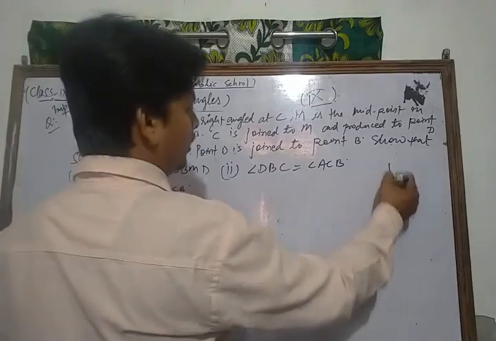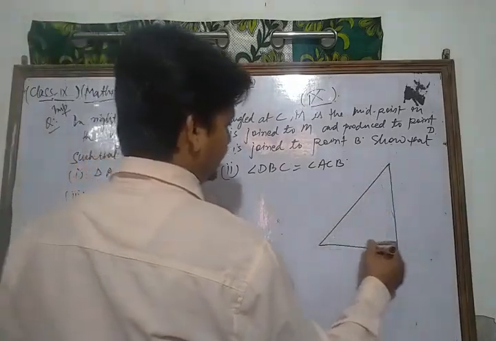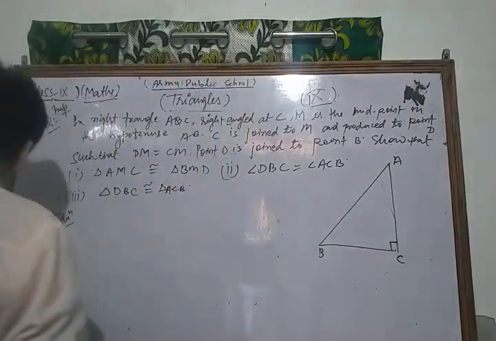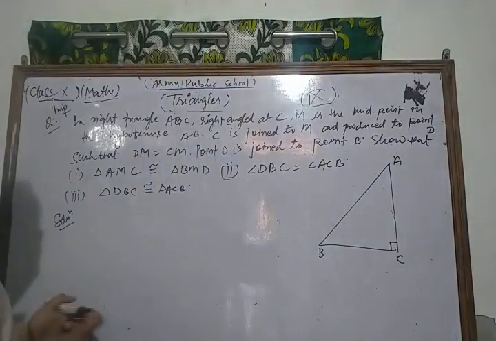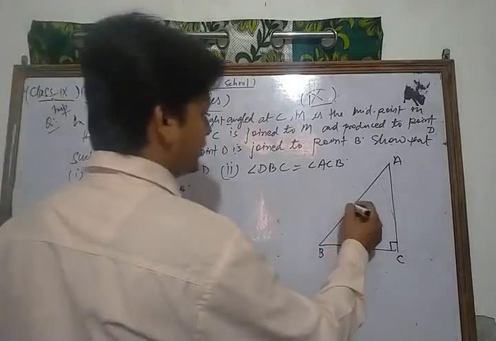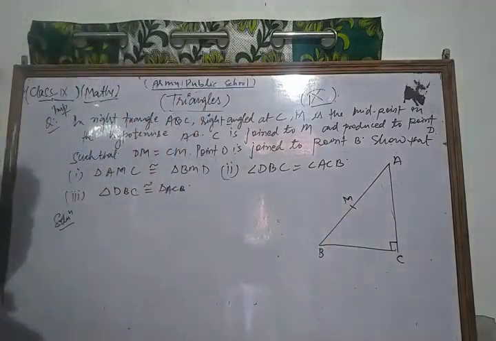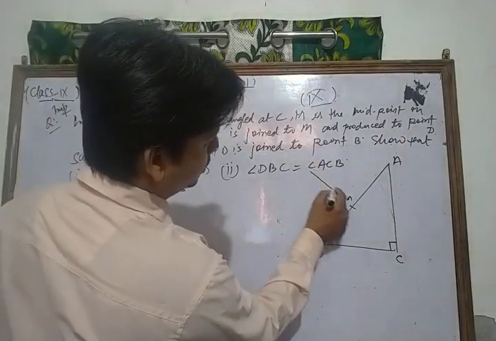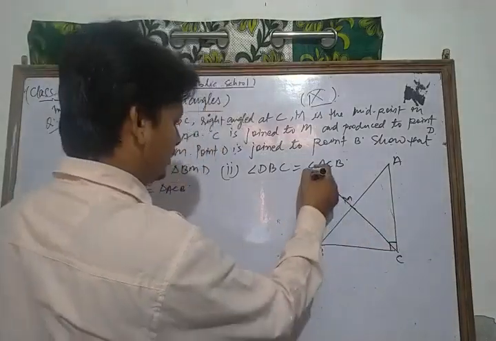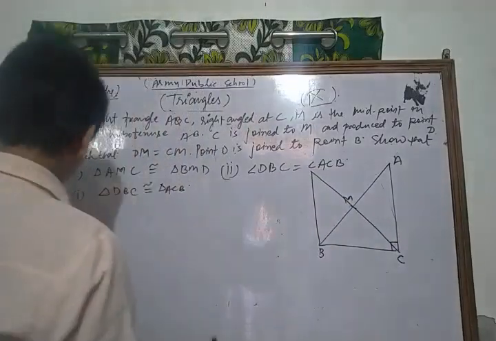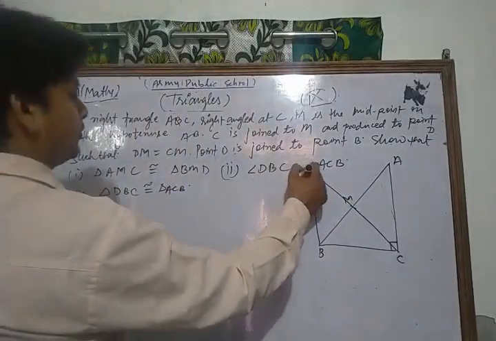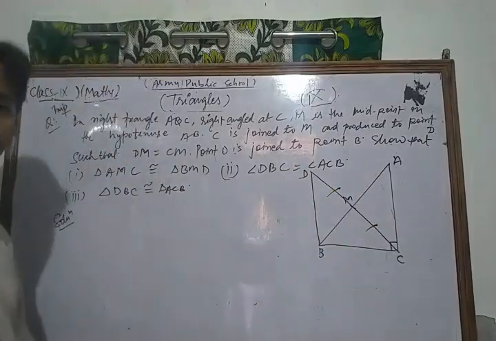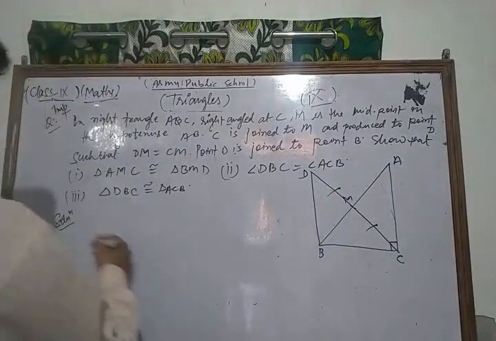Now first of all, we draw the figure. Here ABC is a triangle with a right angle at C, and M is the midpoint of the hypotenuse AB. This is your midpoint M, and we join CM and produce it to D, and D is joined to B. In this way, that side is equal to that side because M is the midpoint. Now let us take its proof.